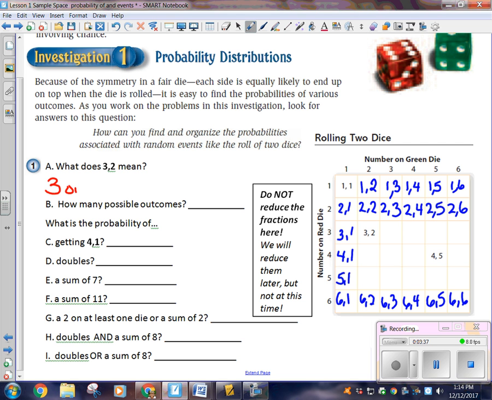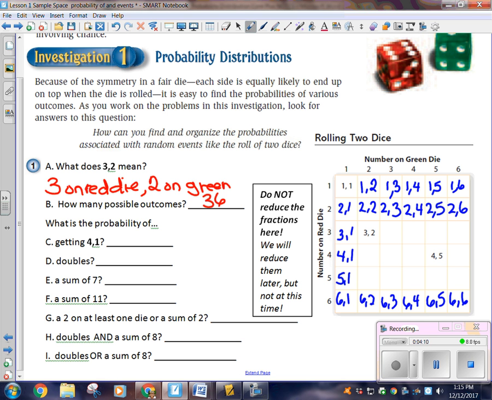3 on the red die. Okay. 2 on the green. That's all that means. And part of your understanding is, do you realize what it's talking about? How many possible outcomes did we see if we wrote out every single one in a very organized way? 36. It's a 6 by 6. 6 possible numbers on each die. 36 is the possibility. What is the probability of getting a 4 and then a 1?